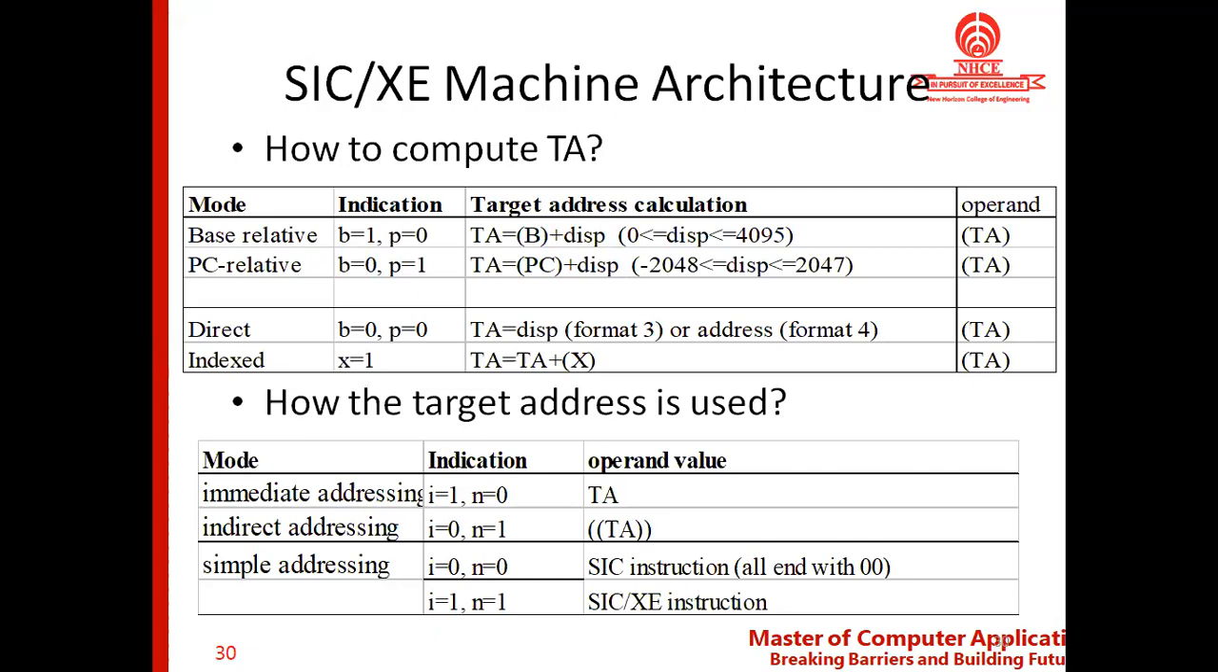For the immediate addressing, TA will be the operand value as it is. In indirect addressing, first it will take the word from the TA, then that will be considered as the address. Then in that address, whatever the value is will become TA. In the simple addressing, either it is SIC or SIC/XE. If I and N are 0 and 0, then it is SIC; it looks like a SIC machine. If I is equal to 1 and N is equal to 1, it's a SIC/XE machine. In both cases it is simple addressing.